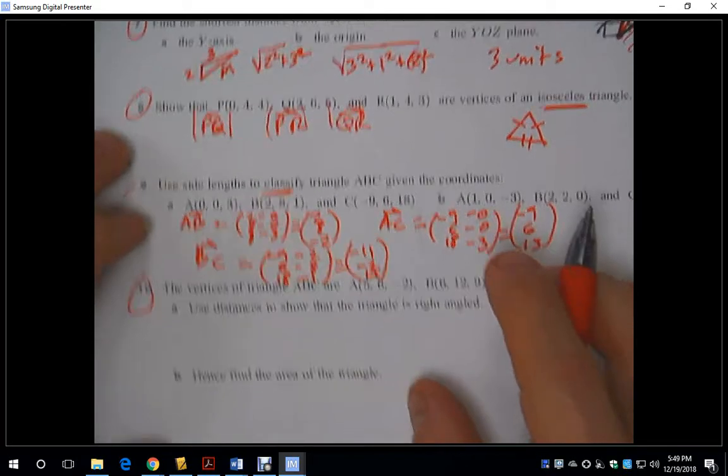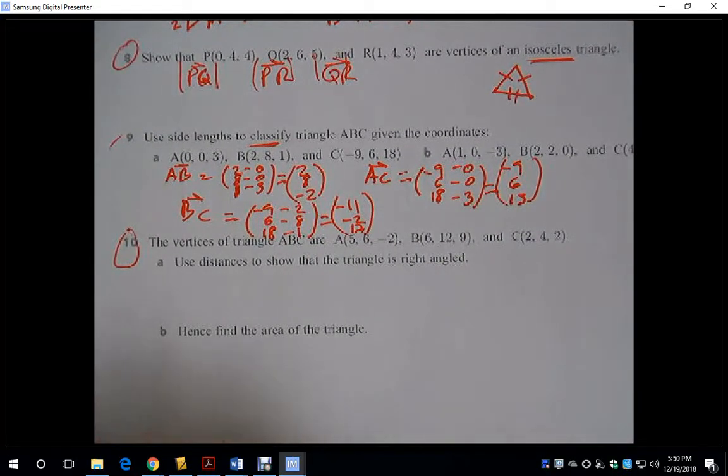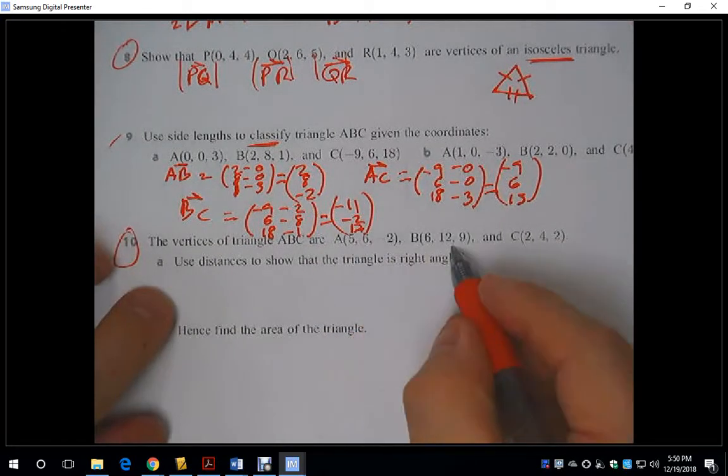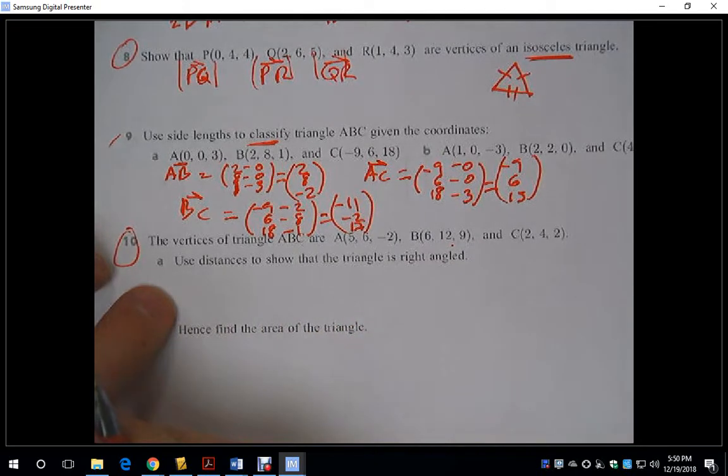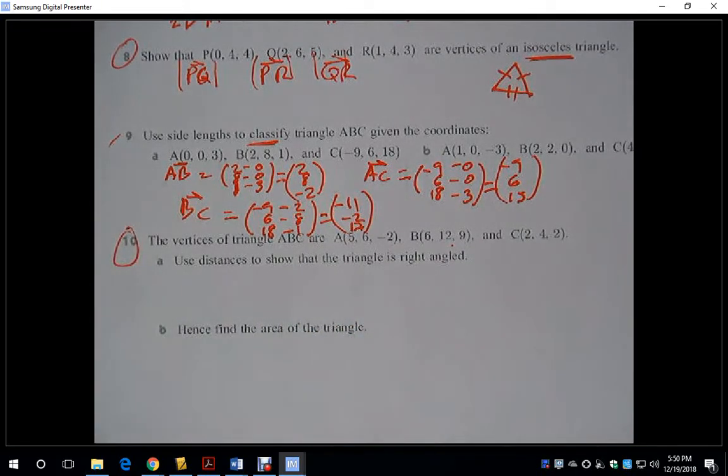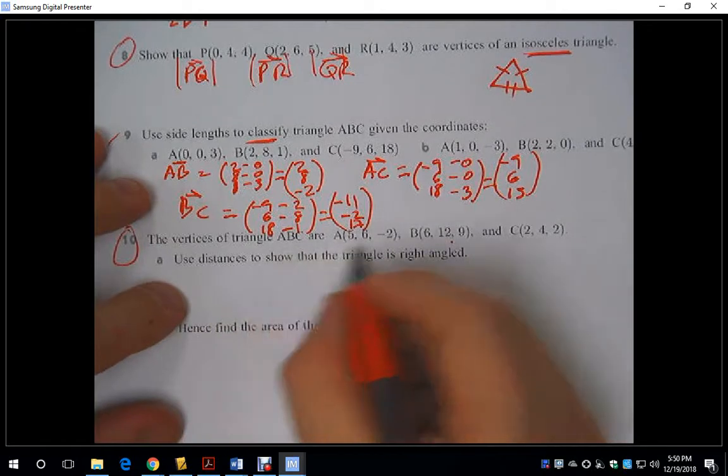Right, continuing, number 10, it says the vertices of the triangle ABC are given here. It says use the distance to show that the triangle is a right triangle. I want to show that the distances form a right triangle. Okay, so let's first find these vectors.